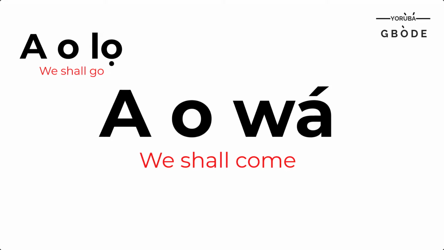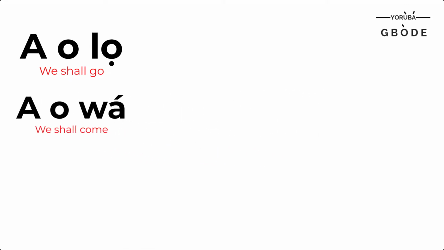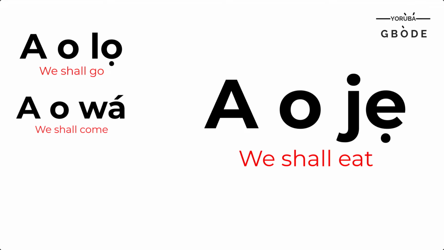Let's look at another word. Suppose we want to say A, O, Je. What is Je? To eat. A, O, Je. Je, eat. How do we get Je? That is the combination of G, a consonant sound, plus E, a vowel. When we combine the two together, we give you Je. A, O, Je, we shall eat.